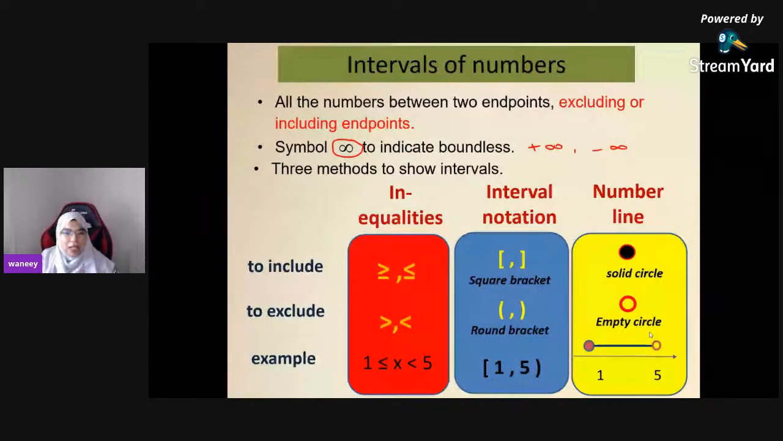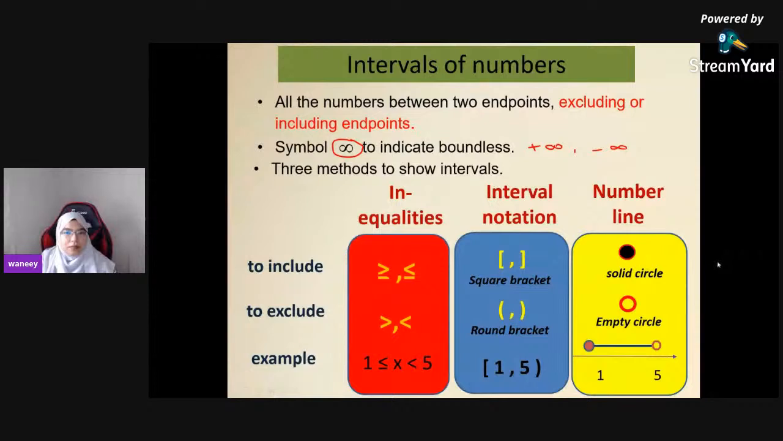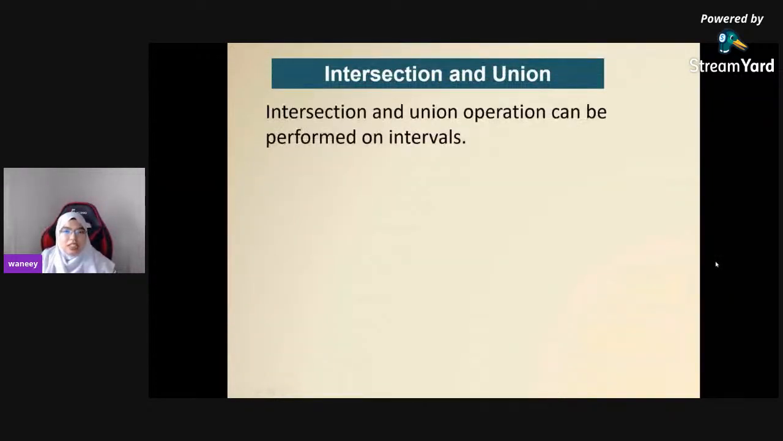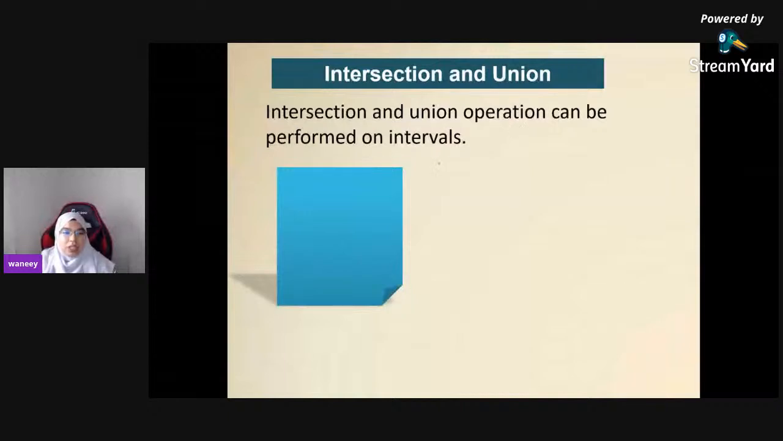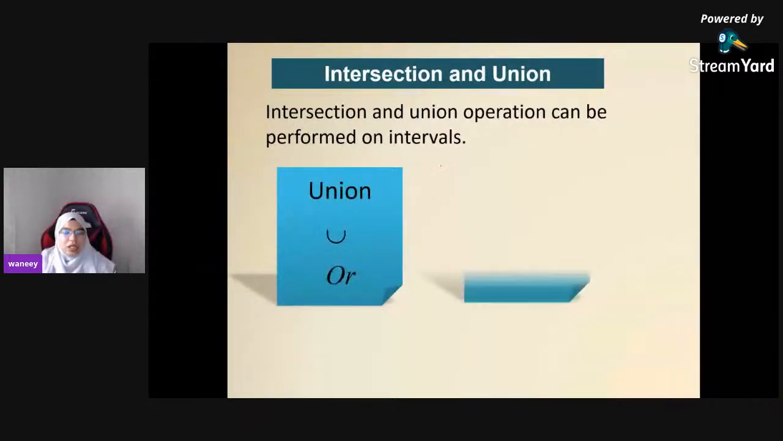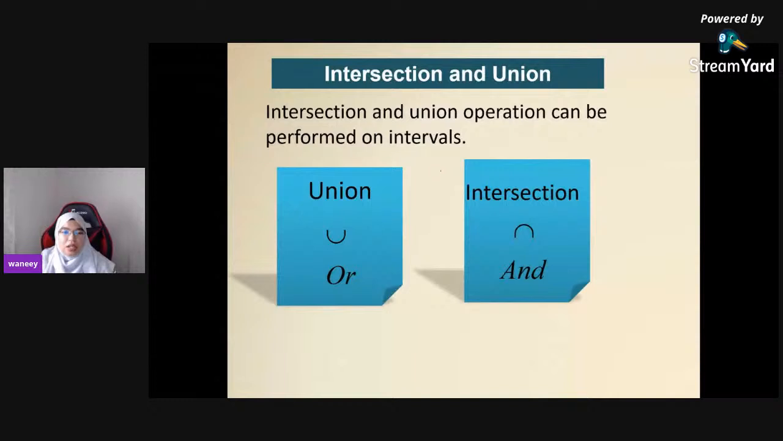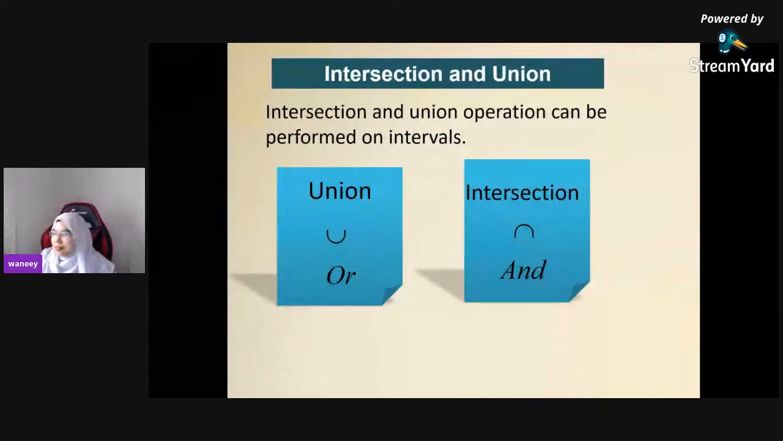Okay, now next. Intersection and union. Intersection and union operations can be performed on intervals. So we can do union or we can do intersection. Sometimes we replace the word union with or, and sometimes we replace the word intersection with and. So this U is or, this inverted U is and. So U or N, either is fine.